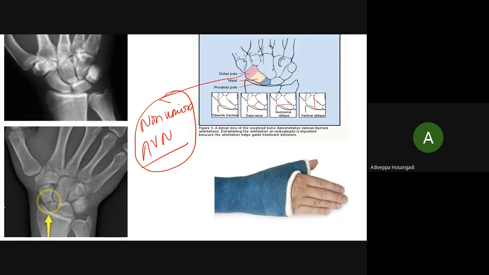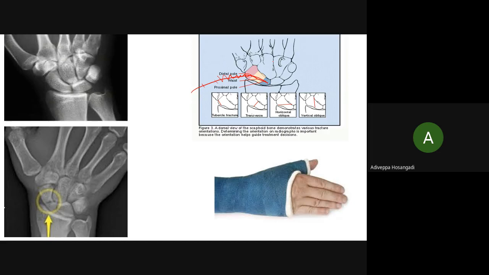So what is the problem? Why does it go for non-union? As I said, it is mostly intracapsular. It is intra-articular. And why avascular necrosis? Because of its precarious blood supply. There is a very complex blood supply arrangement of the scaphoid. But remember one thing, it receives blood supply from distal to proximal. Yes, sir, it receives blood supply from distal to proximal.